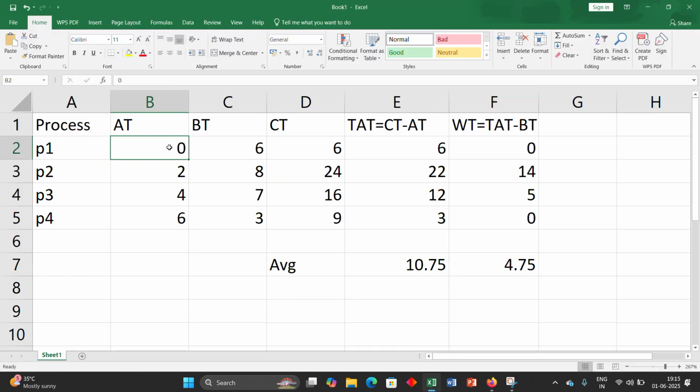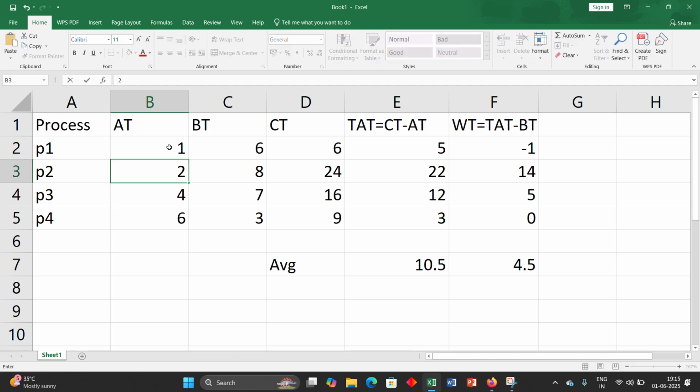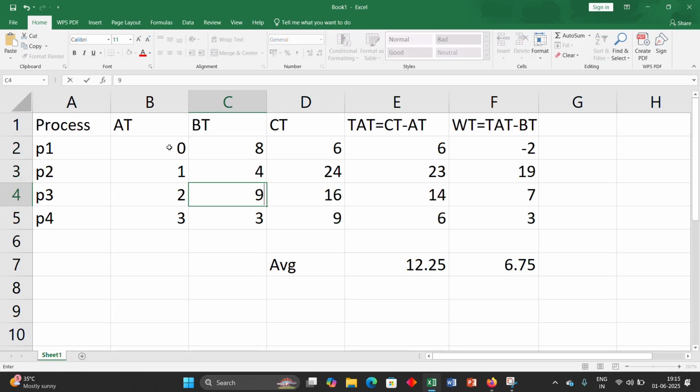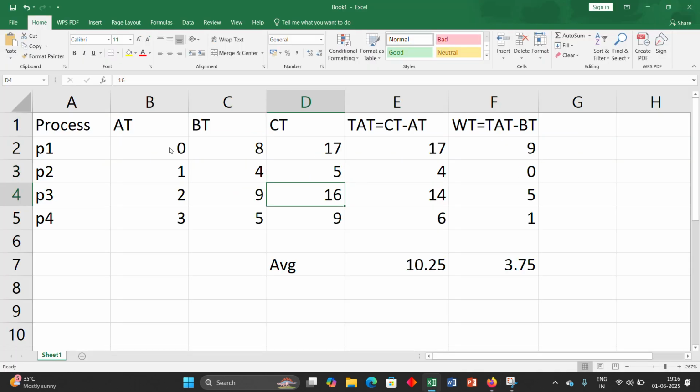Let's create a table. So arrival time of processes is 0, 1, 2, 3 and burst time is 8, 4, 9, 5 and completion time for P1 process is 17 and for P2 it's 5, for P3 it's 26 and for P4 it's 10. So after calculating all this, we got average of turnaround time as 13 units and waiting as 6.5.